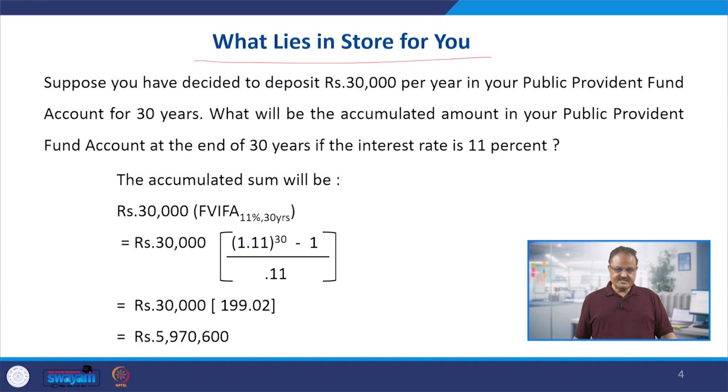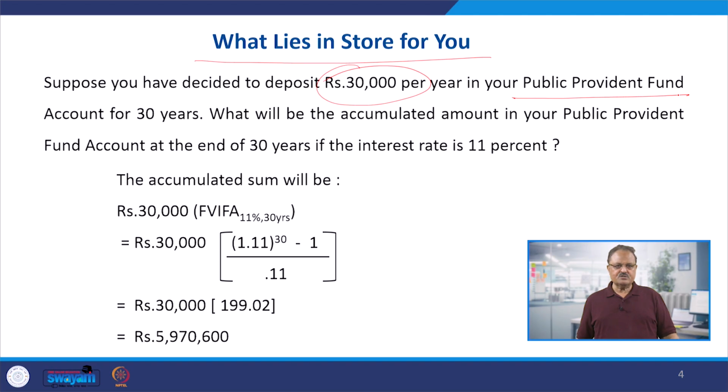So, in this case, the first application is, for example, what lies in store for you. So, how would you understand this? It is given to you here very clearly that suppose you have decided to deposit rupees 30,000 per year in your public provident fund.